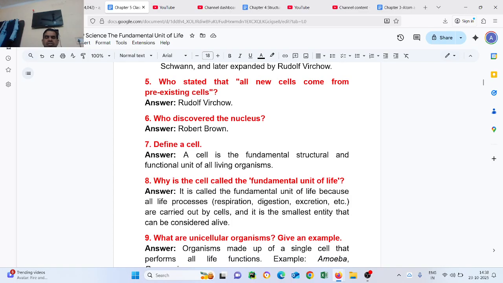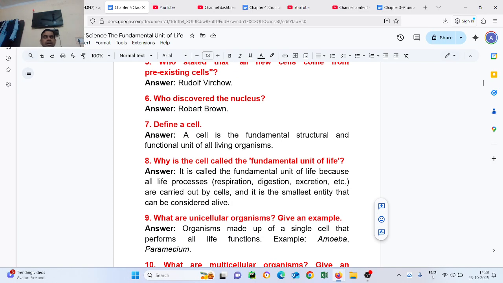Question number 9. What is a unicellular organism? Give an example. Answer: An organism made up of a single cell that performs all life functions. Example, amoeba, paramecium.